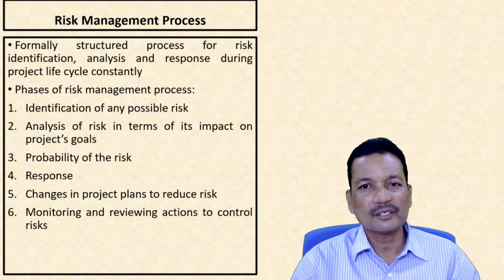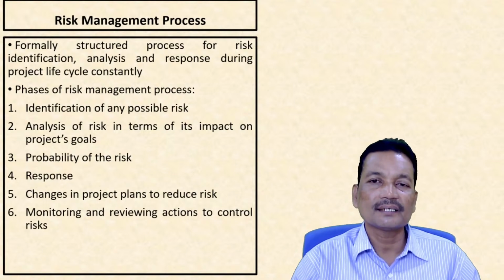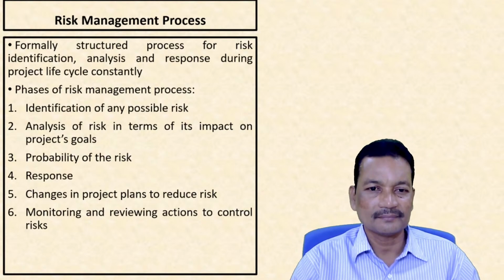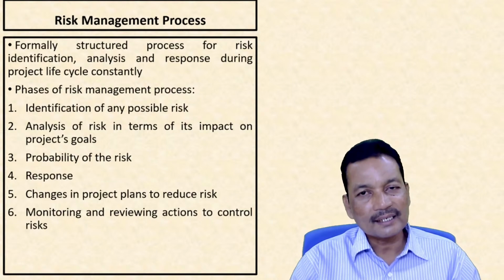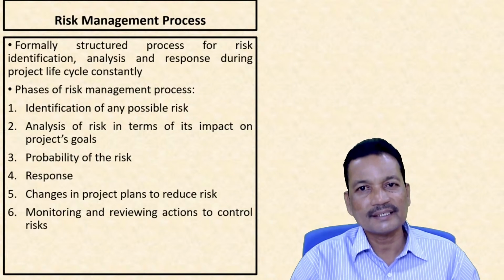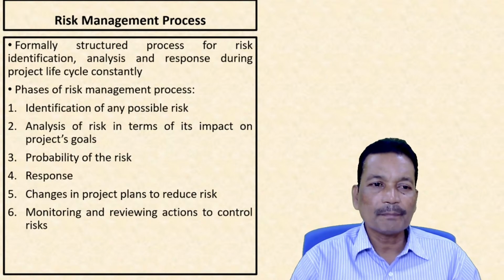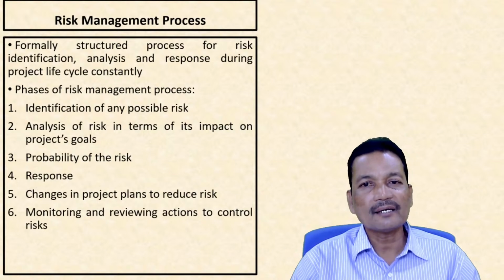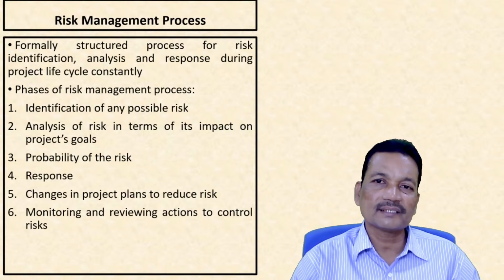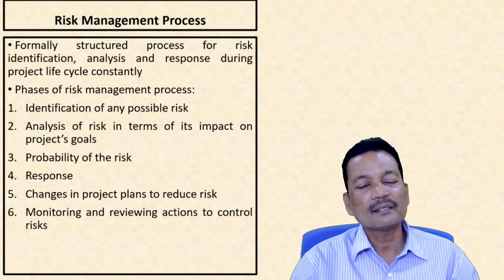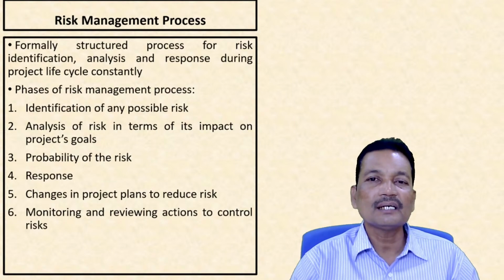So by constant monitoring, we can find out if there are any possible risks arising. And we analyze if the risk is there, whether it is having a good impact or a bad or negative impact on the project's objective or goals. Then we look at the probability of the risk. That means, what are the chances that the particular risk will arise?